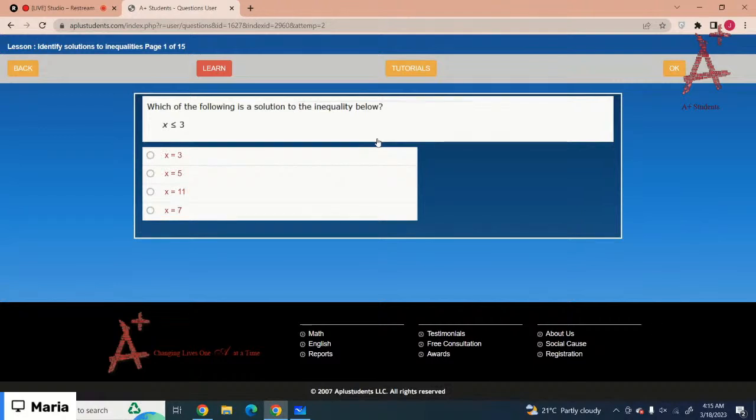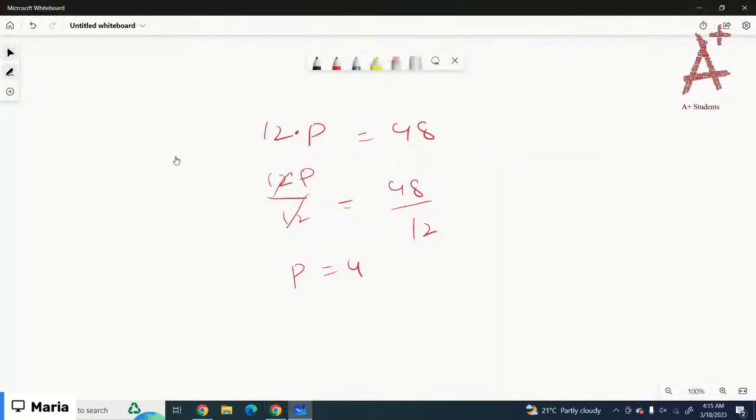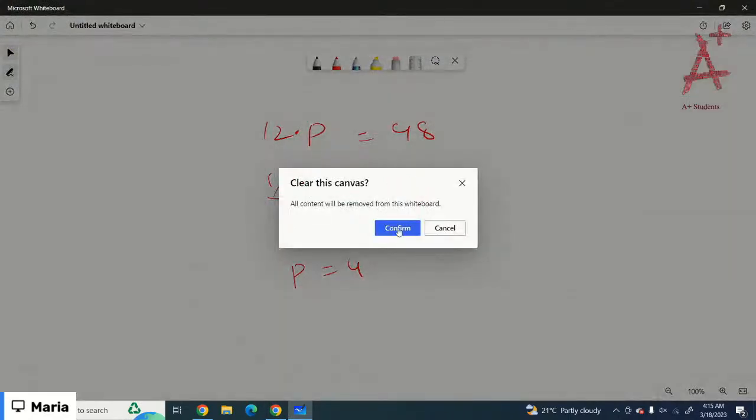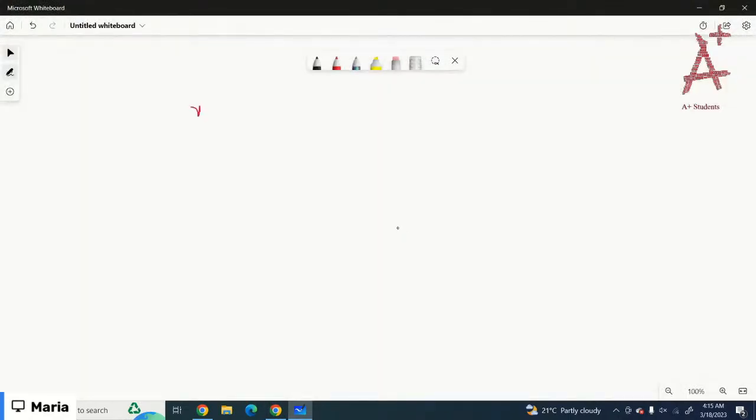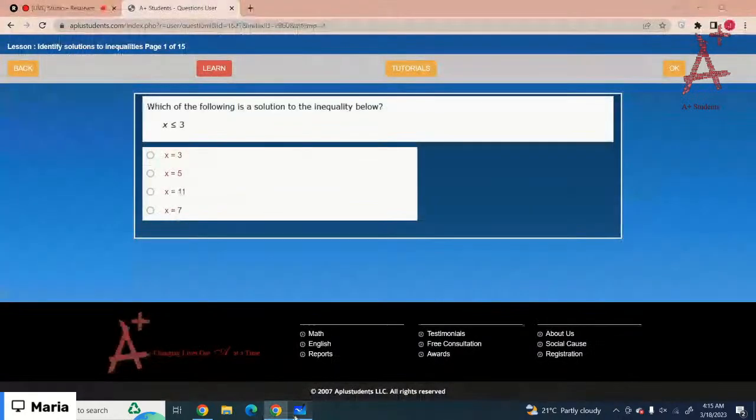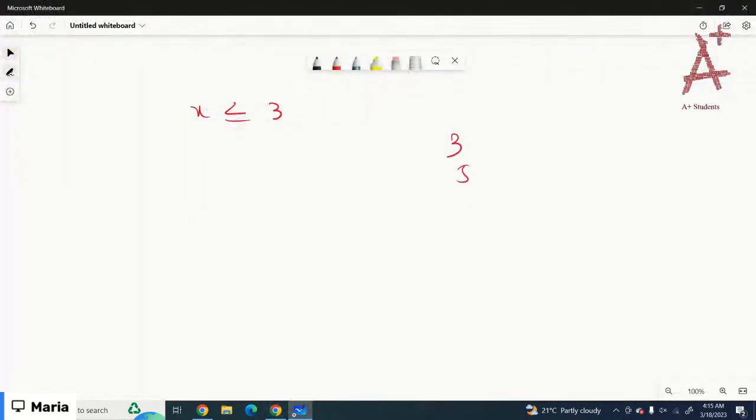3 is less than or equal to 3. Let me just write it down on the board. The inequality is x is less than or equal to 3, and the options are 3, 5, 11, and 7. Let's start with the first one. 3 is less than or equal to 3. 3 is not less than 3, but 3 is equal to 3. 5 is less than or equal to 3? False. 5 is greater.